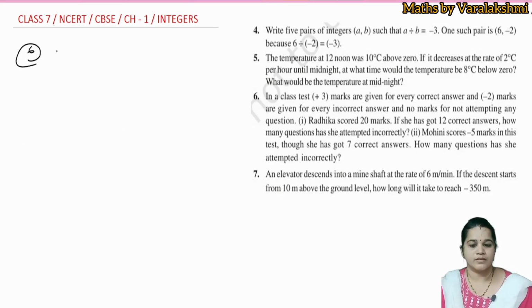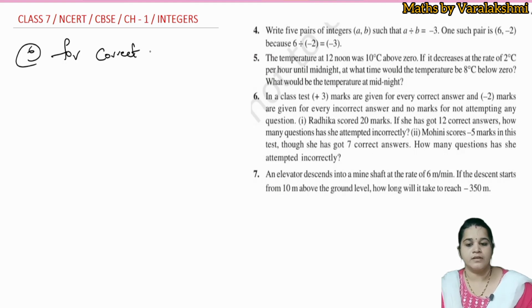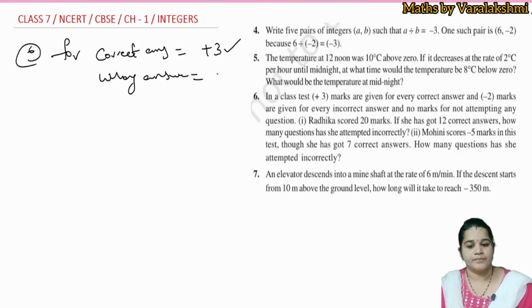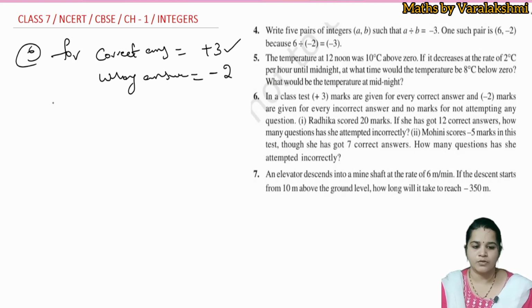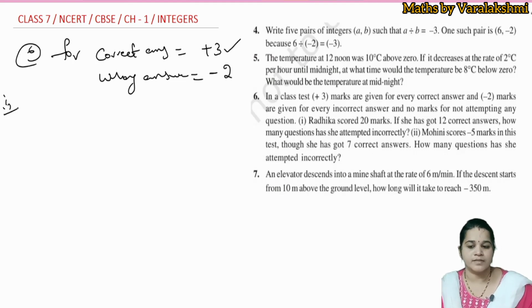The sixth question is, in a class test, plus 3 marks are given for every correct answer, and minus 2 marks for every incorrect answer, and no marks for not attempting any question. For a correct answer, we will get plus 3 marks. For a wrong answer, they will deduct or subtract 2 marks from the total. 0 for not attempting a question. The first part says that Radhika scored 20 marks.